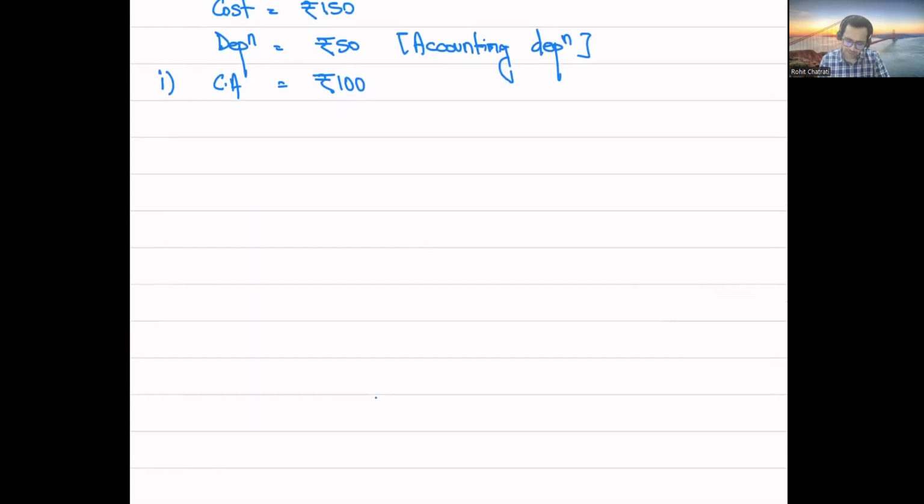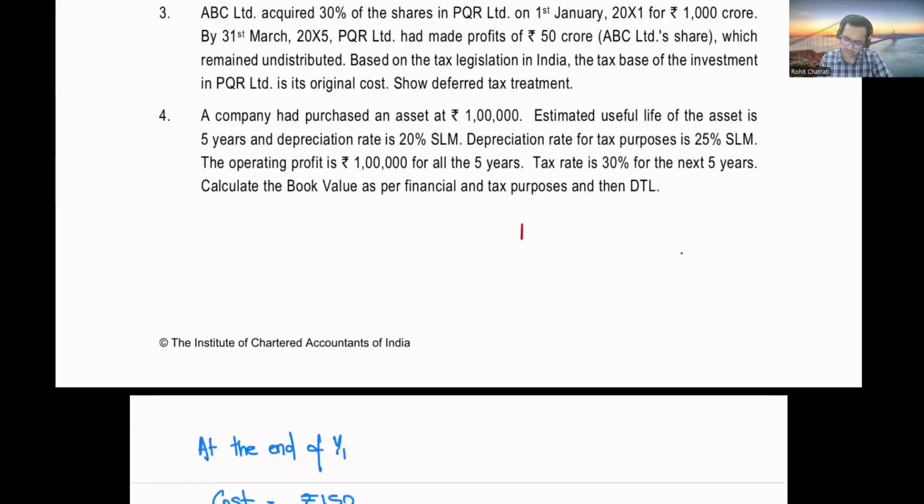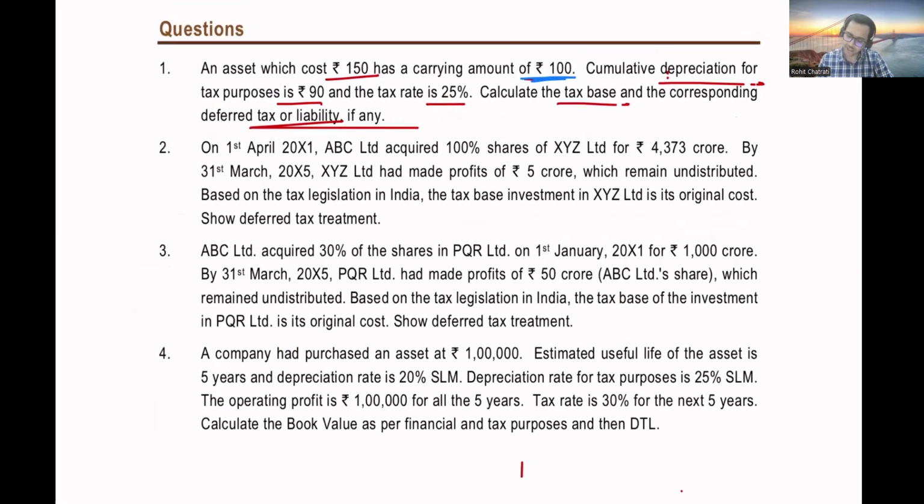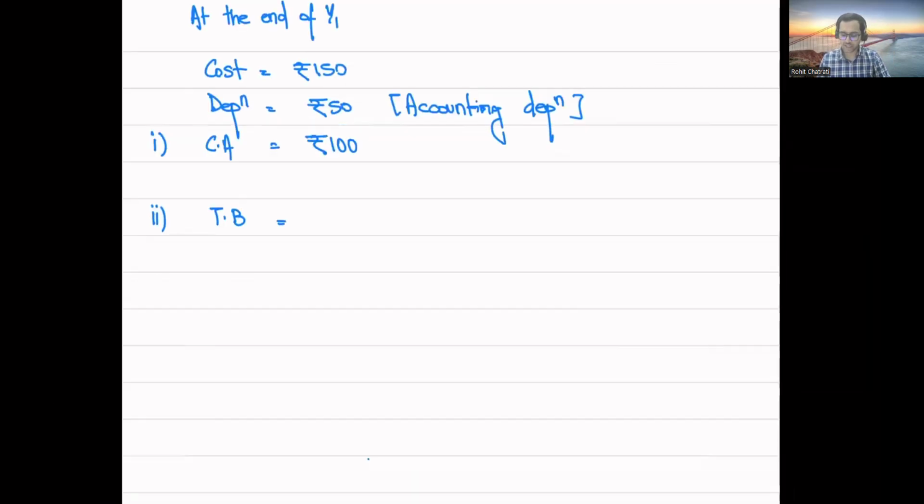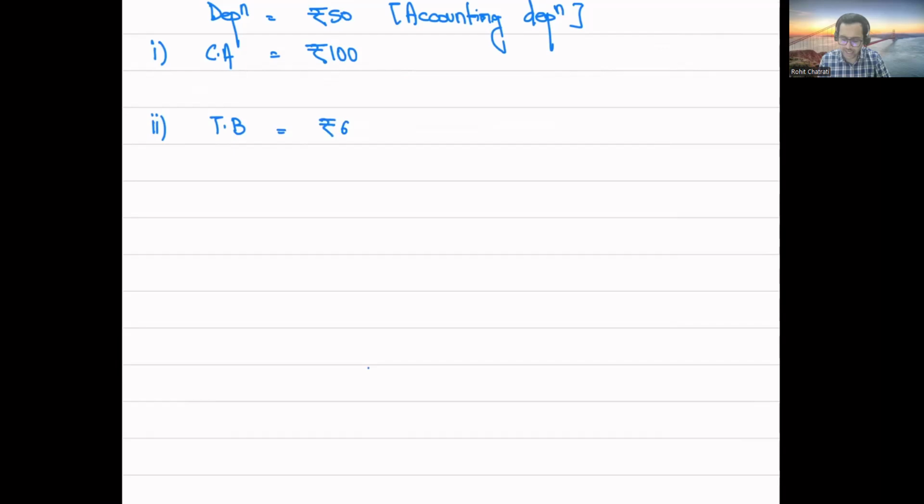Now, the second step is calculating the tax base. What the question mentioned is that the cumulative depreciation for tax purposes is equal to rupees 90. The cumulative depreciation that has been allowed as a deduction for tax purposes is rupees 90, which means that in my tax balance sheet, this asset would have been carried at 150 less 90, which is equal to 60 rupees. This would be the tax base of my asset.